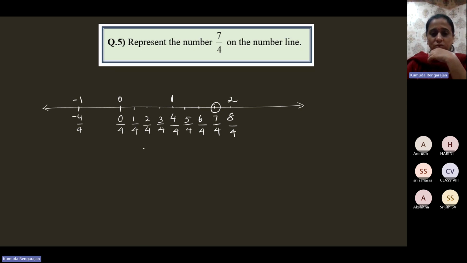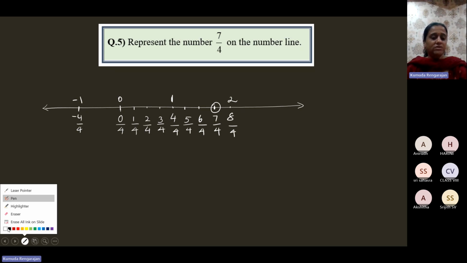0 is 0 by 4. So next is 1 by 4, 2 by 4, 3 by 4, 4 by 4, which is 1, 5 by 4, 6 by 4, 7 by 4, 8 by 4, which is 2. And circle the point that represents 7 by 4.